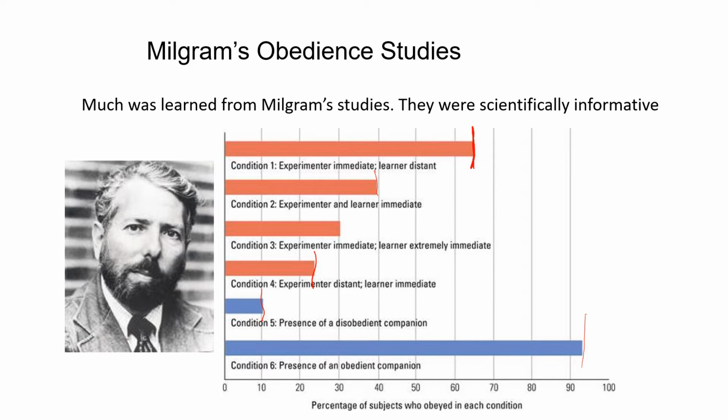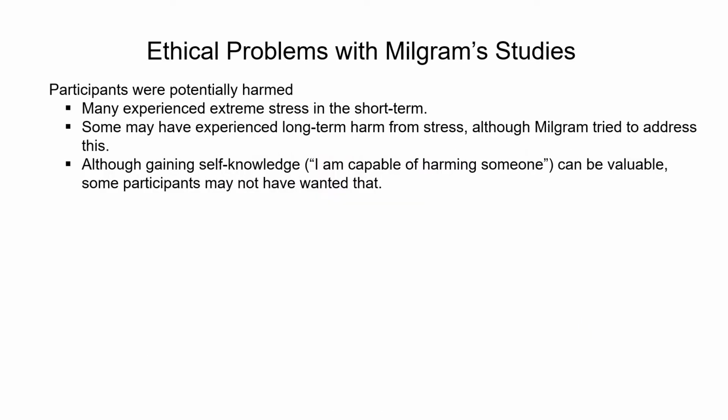So we have obedience and conformity. But again, the ethical problems with this study were that many of the participants experienced extreme stress in the short term. Some actually may have experienced long-term stress. Milgram did try to address this, but sometimes the participants disappeared and weren't able to be followed up on.